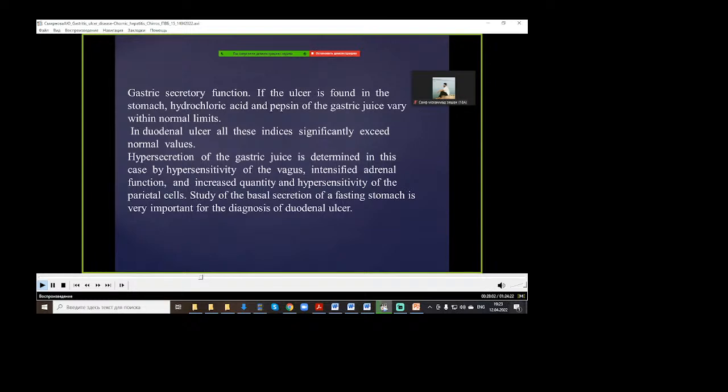Hypersecretion of the gastric juice is determined in this case by hypersensitivity of the vagus, intensified adrenal function, and increased quantity and hypersensitivity of the parietal cells. Study of the basal secretion of a fasting stomach is very important for the diagnosing of duodenal ulcer.